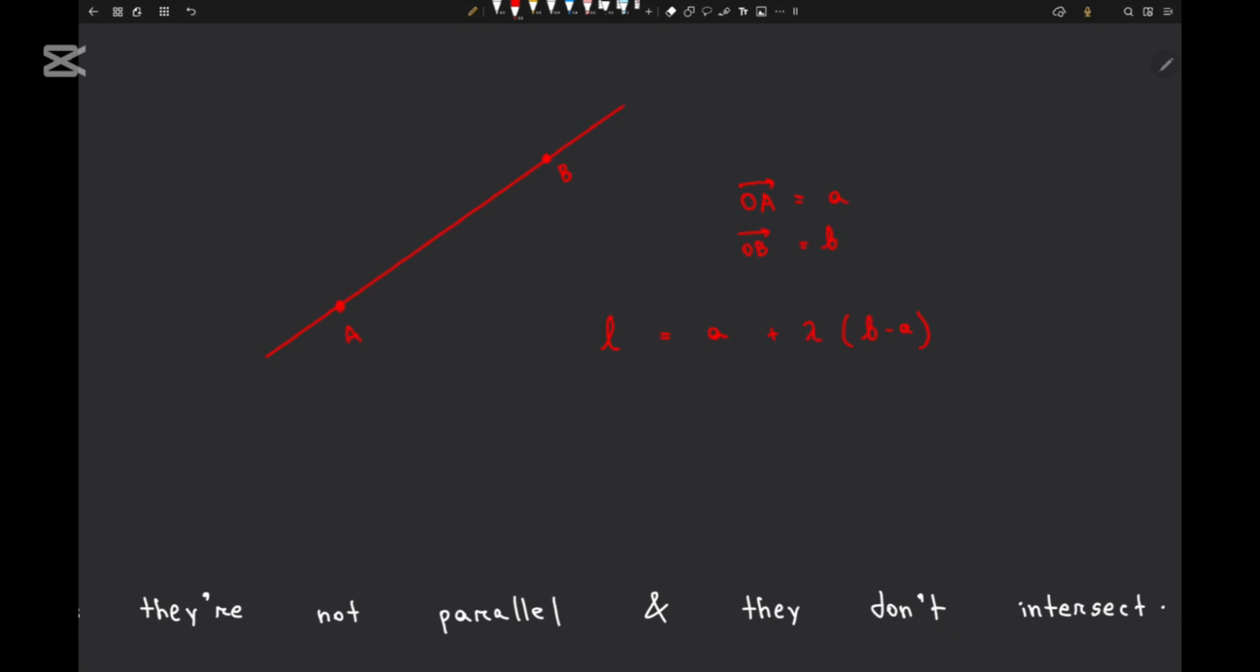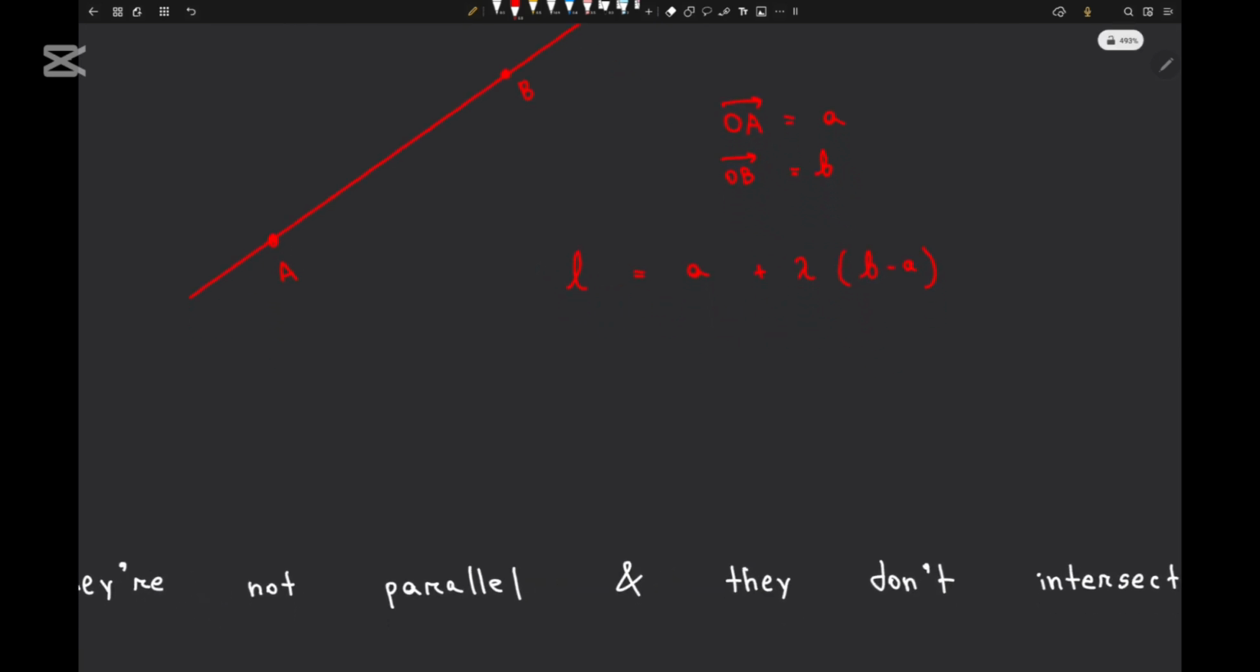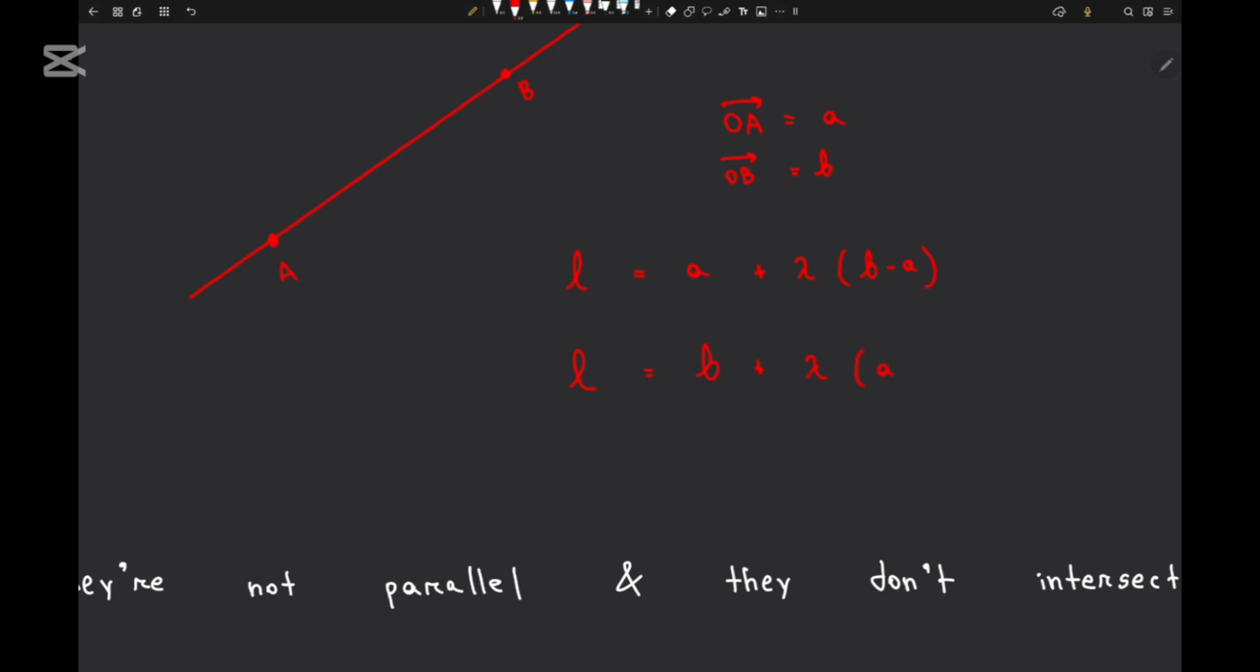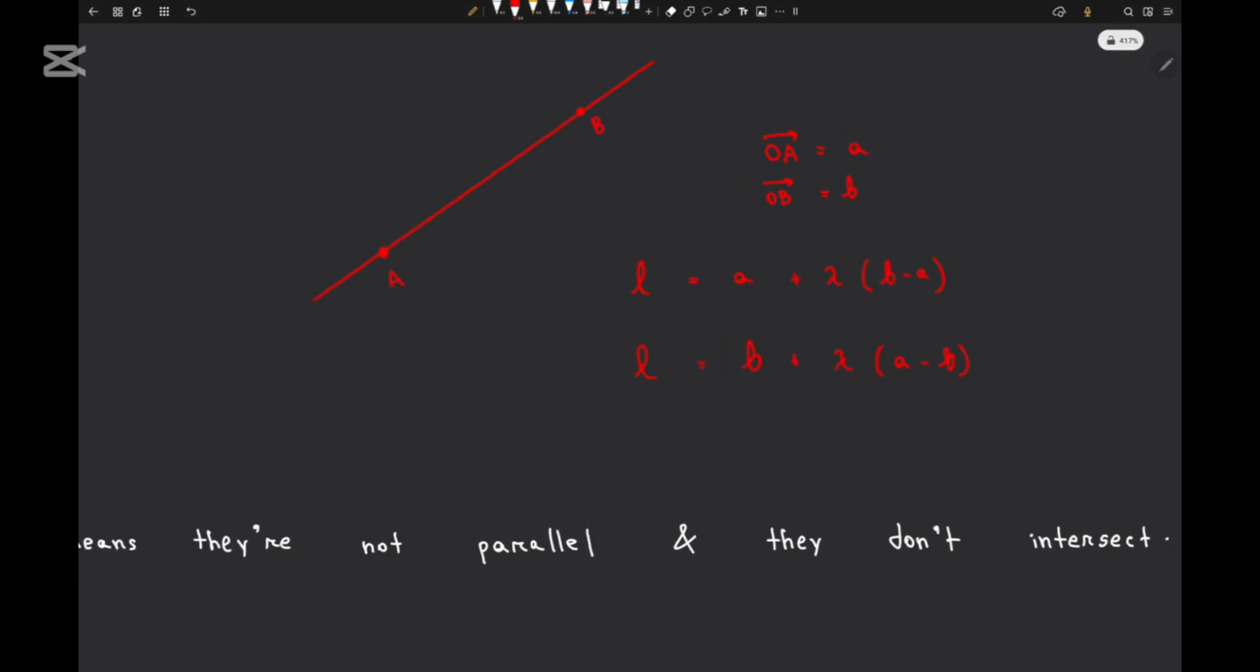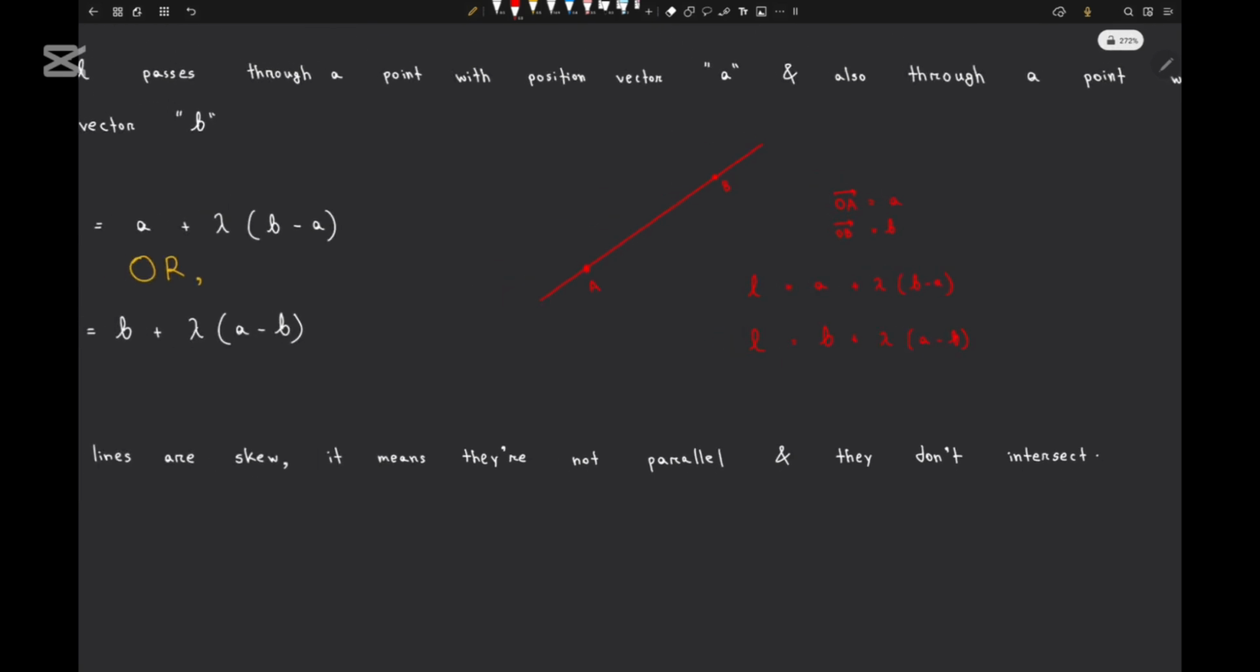The equation can be written like this. Or what you can do is that the equation can also be written like this: B plus lambda A minus B. We usually follow the first one, but both of them are correct. They won't give you the same answer. The equation of the line may be different. I mean, it will be different for both of these values, but both of them are correct. But we usually use the first one. It's much easier to understand.